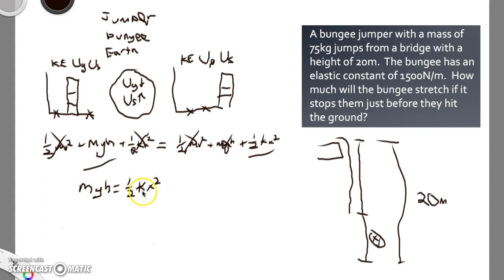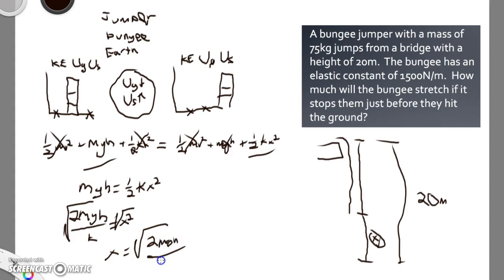So we can multiply by 2, divide by k, and then we'll finish by taking the square root of both sides. And so x will be equal to the square root of 2mgh over k. If you punch this in your calculator, you're going to find that the stretch is about 4.4 meters. Okay, so he's going to jump, and get to about here, and the bungee cord will start stretching, and it's going to stretch a distance of 4.4 meters as it brings him to a stop.